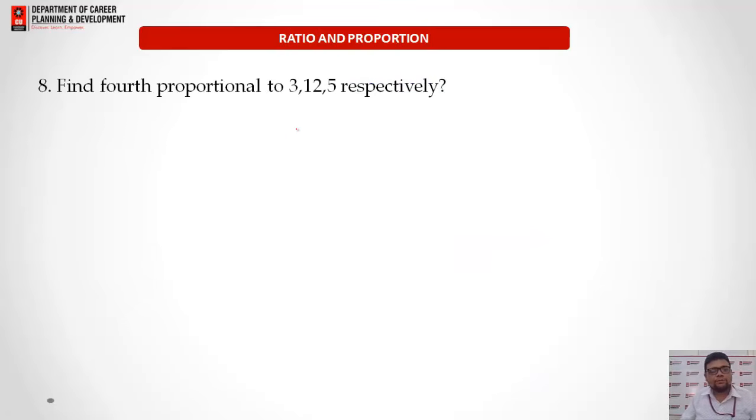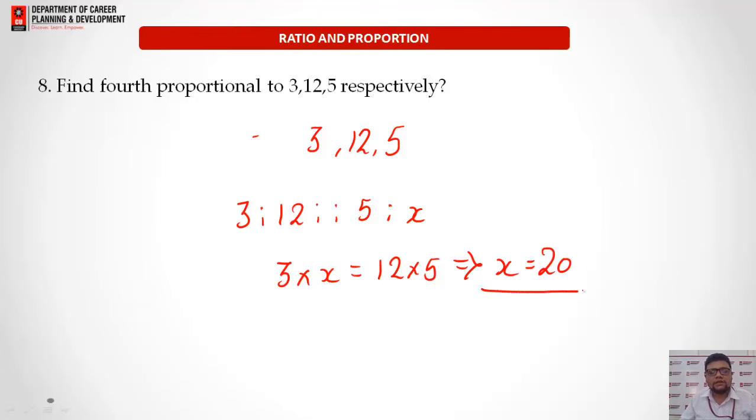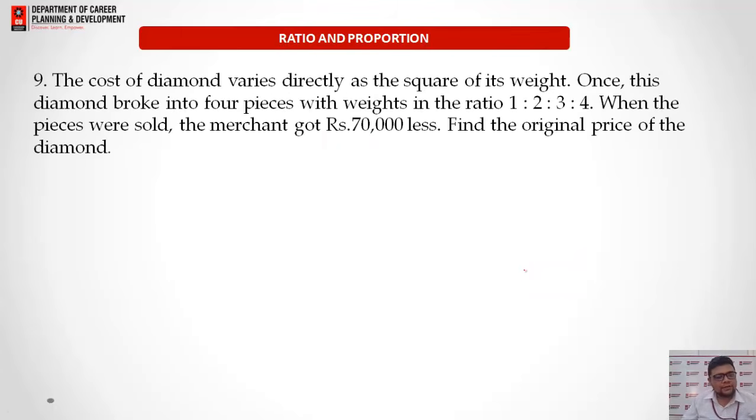Find the fourth proportional of 3, 12 and 5. Fourth proportion means what is given to you is 3 is to 12 proportionate to 5 is to x. This x you have to find. So it will be 3 multiplied by x, that is the product of extreme, equals 12 into 5, product of mean values. So the value of x will be 4 into 5, that is 20. So the fourth proportional is 20. Okay. Let us take one more example.